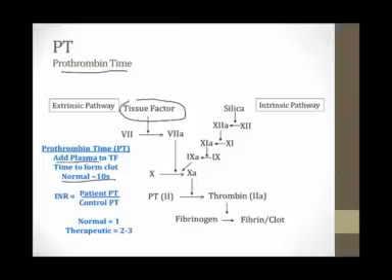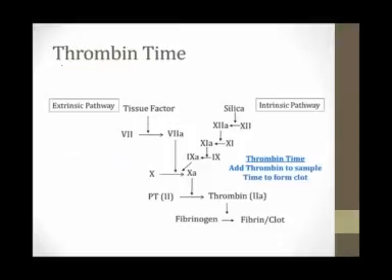Now the PT is often converted to something called the INR, or the International Normalized Ratio. To calculate an INR, you take the patient's PT and divide by a control PT, and normal INR is 1, and therapeutic on a drug like warfarin, for example, is about 2 to 3. A final way to test the coagulation cascade is to measure something called the thrombin time. This isn't really used much in the modern era outside of research.